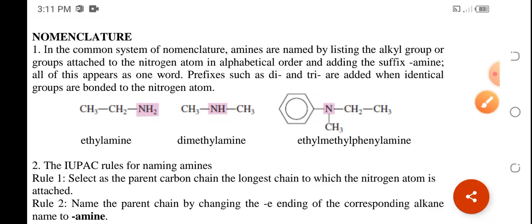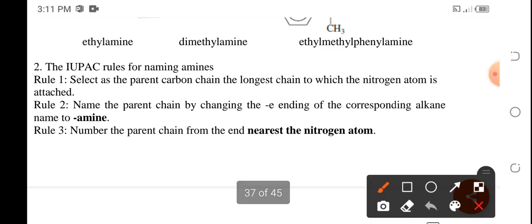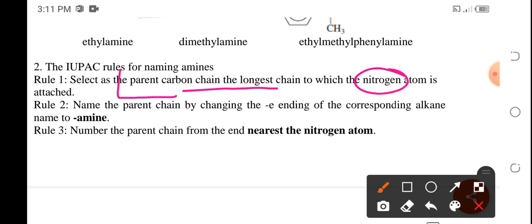Okay, so for the IUPAC system, rule number 1, you have to choose the longest chain of carbon atoms that bears the nitrogen to be your parent chain.